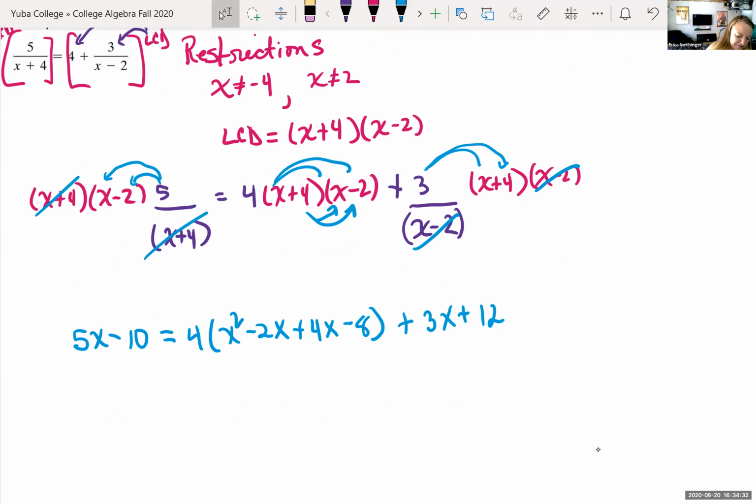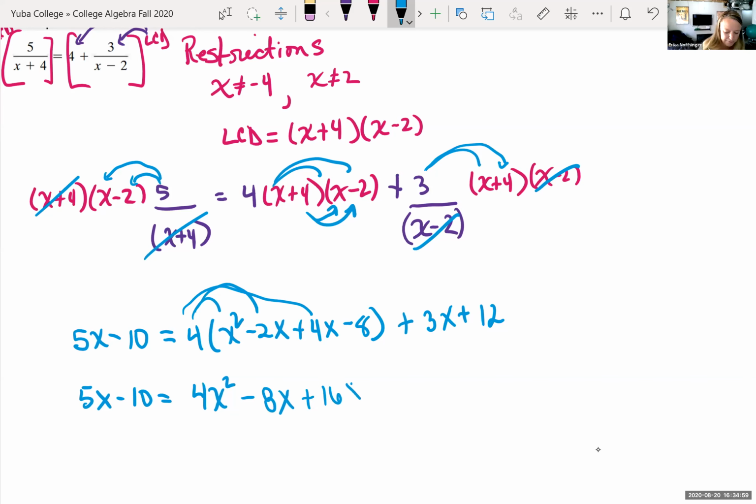Okay, so we need to simplify and then get everything to one side of the equation. So left-hand side is already simplified, 5x minus 10. Let's distribute on the right-hand side that 4. So we have 4x squared. 4 times x squared is 4x squared. 4 times negative 2x is negative 8x. 4 times 4x is plus 16x. And 4 times negative 8, that gives me negative 32. And then let's bring down the 3x plus 12.